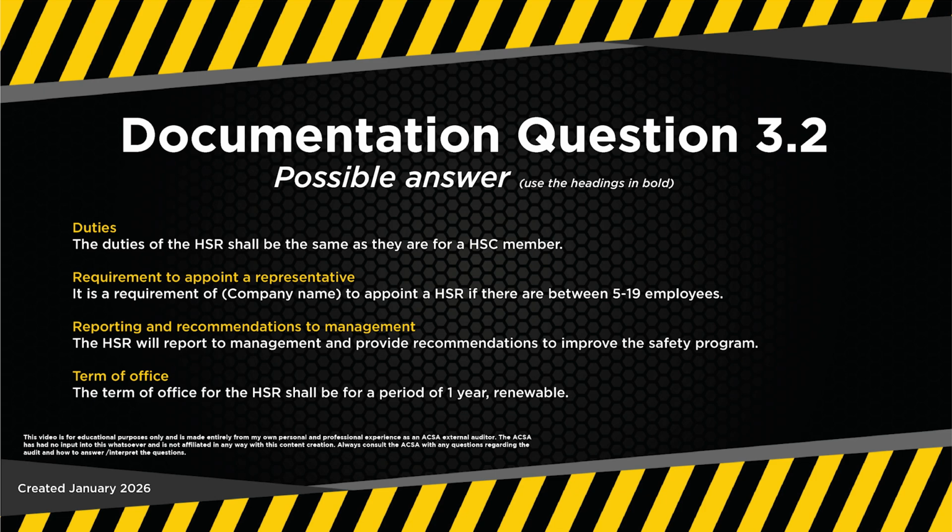Here's a possible example of an answer for 3.2. You can see I have the 4 headings exactly the way they are in the question, and I describe each one. There's the duties, the requirement to appoint a representative, the reporting and recommendations to management, and the term of office. Again, this is basically copying and pasting wording out of the legislation, but you can put in wording that's applicable to your own company. You're just answering exactly what the audit question is asking for.